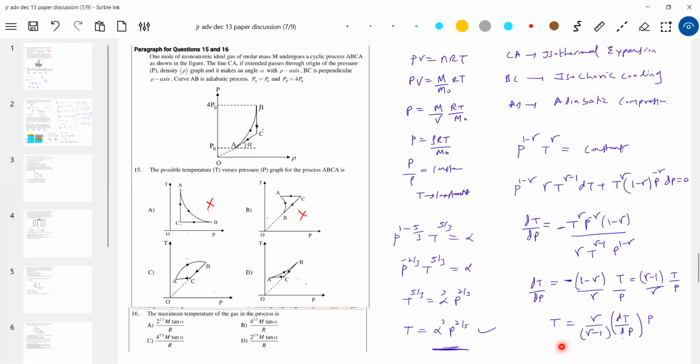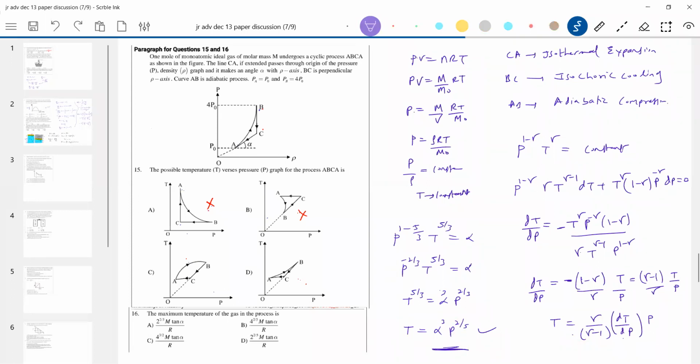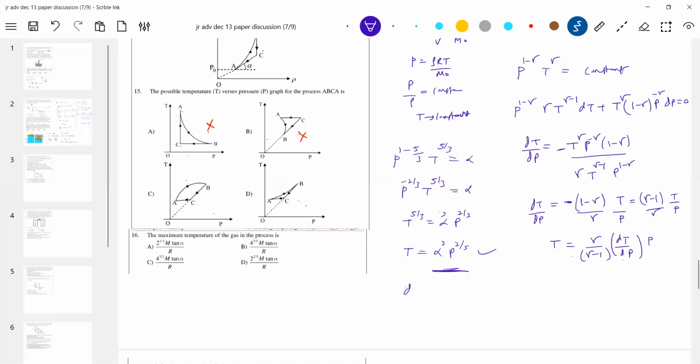Any mathematical method? Sir, if we differentiate it, we'll get it, sir. The last equation, again this one. T equal to alpha cube P to the power of 2 by 5. Okay, I'll do one. dT by dP is equal to 2 alpha cube by 5 times 1 by P to the power of 2 by 3.